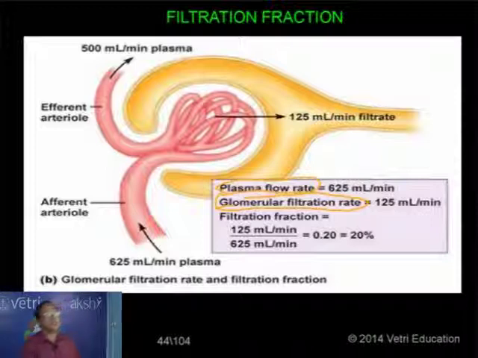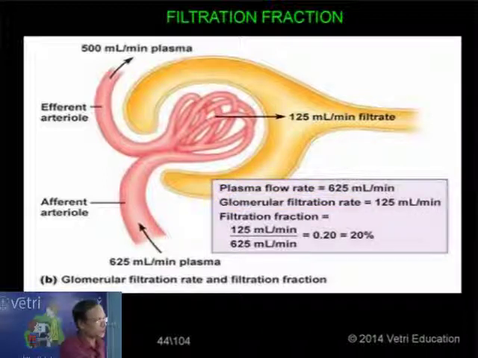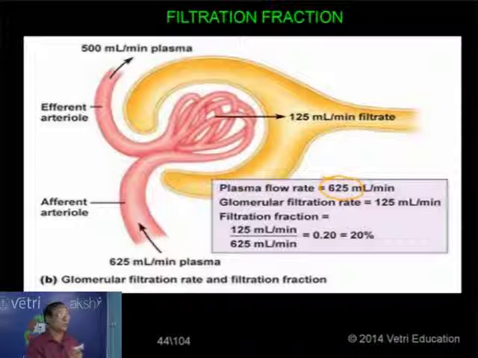I mentioned that nearly 1100 to 1200 ml of blood reaches the kidney per minute. Out of this, the plasma alone is 625 milliliters. This is what is called renal plasma flow, RPF. This is nothing but the volume of plasma that reaches the kidneys per minute. This is also called plasma flow rate.